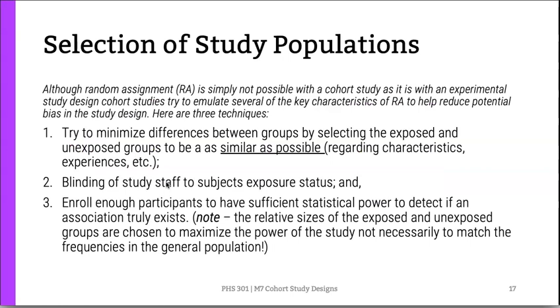Okay, so some things to think about when you're designing any type of cohort study. What this is saying is that although random assignment (RA) is simply not possible with a cohort study as it is with an experimental study, designed cohort studies try to emulate several of the key characteristics of random assignment to help reduce potential bias in study design.